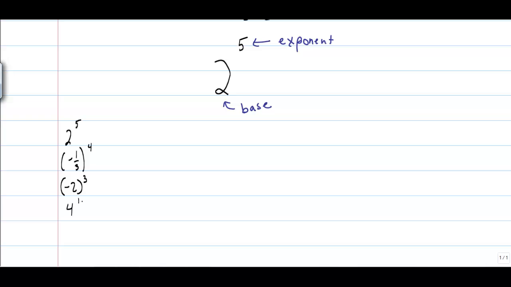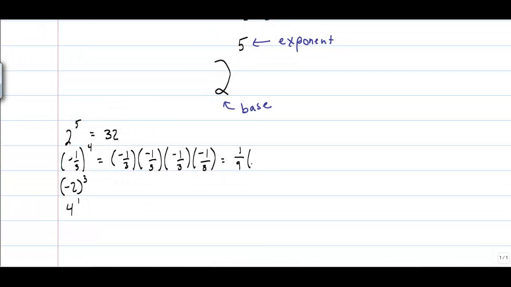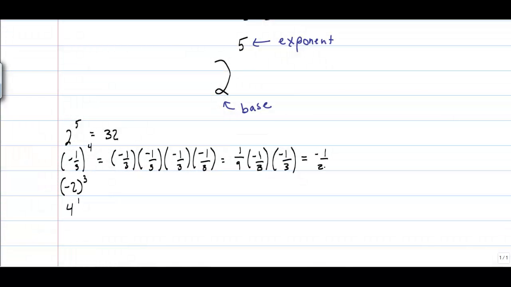Let's do some examples. Well, we just did 2 to the 5th and we found out that was equal to 32. Let's go ahead and do this negative 1/3 to the 4th first without the calculator. I'm first doing this by writing out the multiplication 4 times. Negative 1/3 times negative 1/3 is positive 1/9. That's because a negative times a negative is a positive. Now if I do 1/9 times negative 1/3, I get negative 1/27, times negative 1/3, and if I do that final multiplication, I'll get a positive 1/81.